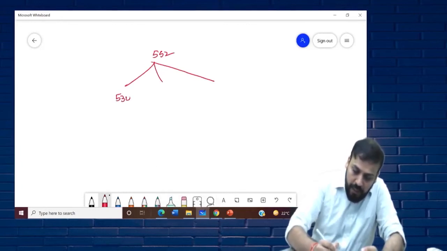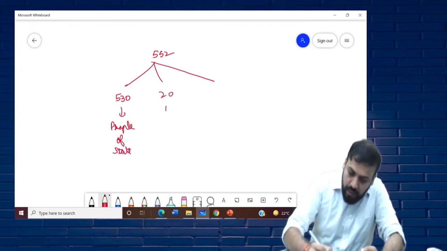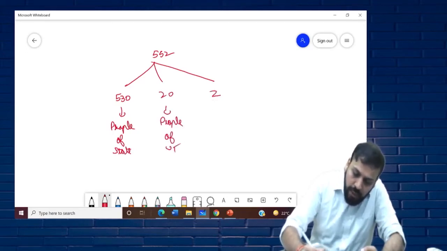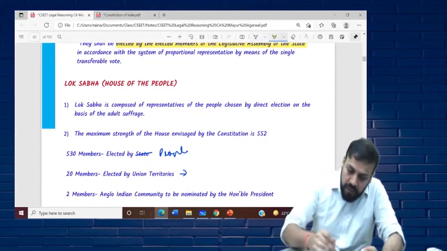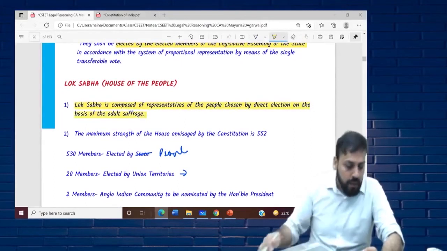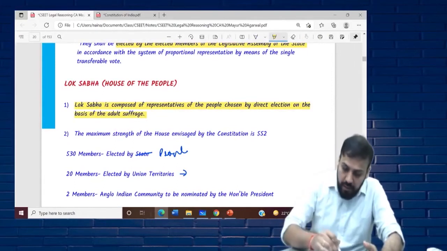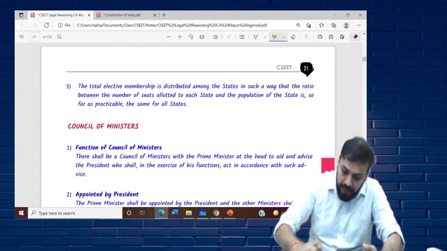530 are elected by the people of the states. Then 20 are from the Union Territories, and two from the Anglo-Indian community the President will appoint. So this is what Lok Sabha is composed of: representatives chosen by direct election on the basis of adult franchise. The maximum strength allowed is 552: 530 from states, 20 from union territories, and 2 from the Anglo-Indian community. Very, very clear.